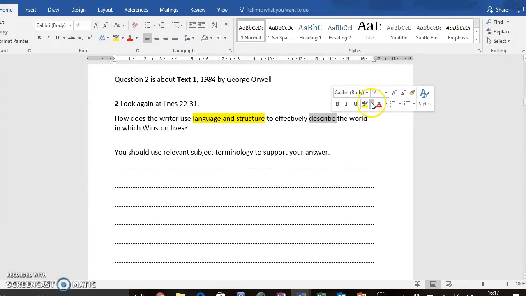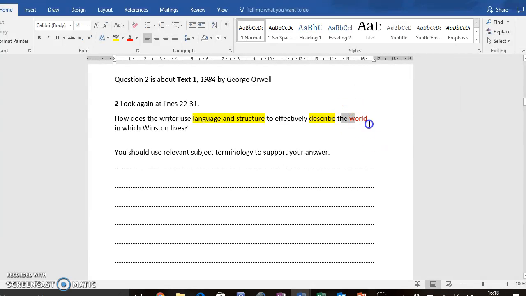Also, I'm looking at describe, so that gives me a clue of the kind of devices that I'm going to be looking at. If I'm thinking of description, I'm thinking of imagery, and that's always a technique that you can include. Maybe the senses, the 5 senses, colour, the use of colour, adjectives, especially. There's going to be lots of adjectives, hopefully, that you could pick up on in your language analysis, and perhaps other devices as well.